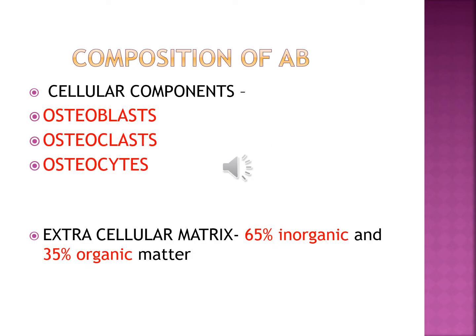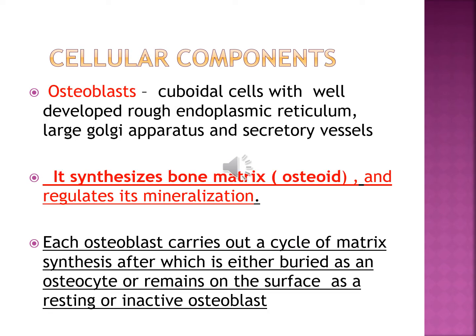Coming to the composition of alveolar bone, it has a cellular component and it has an extracellular matrix as well. The cells in the alveolar bone usually are osteoblasts, osteoclasts, and osteocytes. In the extracellular matrix, we usually have 65% inorganic and 35% organic matter. So the cellular components are osteoblasts, osteoclasts, and osteocytes.